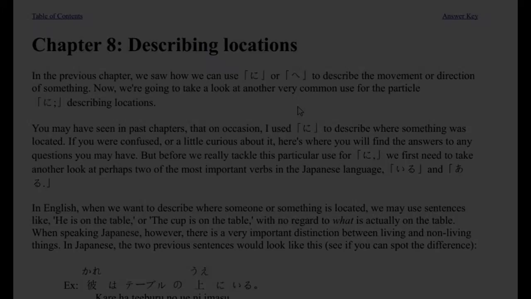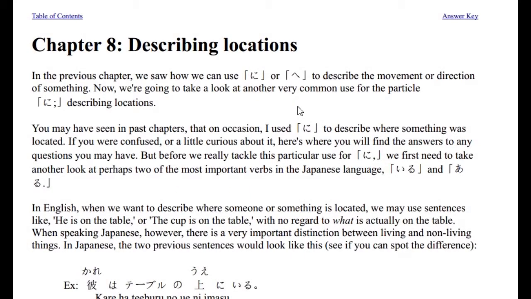In today's video, we're going to look at chapter 8 of my textbook, where we will learn to use ni to describe location. A very basic lesson, but very, very important. So, without further ado, hajimarimashou ka. Yoroshiku onegaishimasu. Alright everyone, here we are, chapter 8, and like I mentioned before, we are going to be learning how to describe locations. So let's get started.